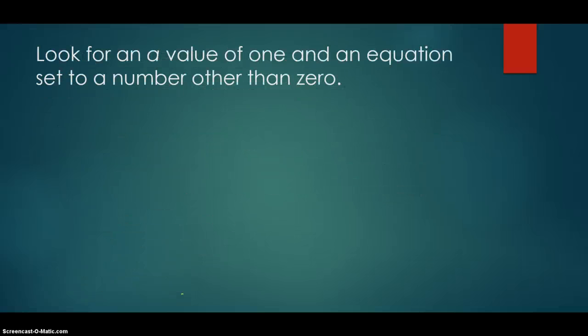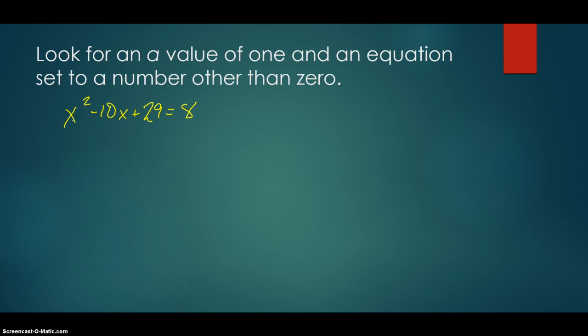When we complete the square, we're always looking for an a value of 1 and probably an equation set equal to a number other than 0. For example, let me show you. This is a clue that we would usually use completing the square. We've got 1 here. You can complete the square with quadratic equations that begin with other numbers, but it's a little bit more challenging. So for Algebra 1, we stick with a leading coefficient of 1.